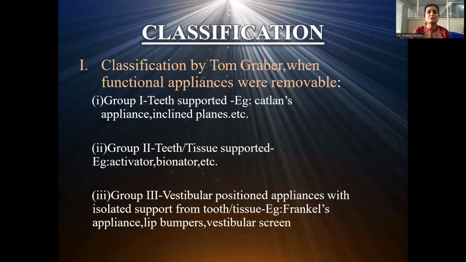Now, moving further to the classification of functional appliances. According to Graber, they were classified as removable into groups 1, 2, and 3. Group 1 is teeth supported, that is Katz's appliance or inclined planes. Group 2 is teeth and tissue supported, that is the activator and bionator. And group 3 is vestibular or position appliances with isolated support from tooth tissue, that is Fränkel's appliance, lip bumper, and vestibular screen.